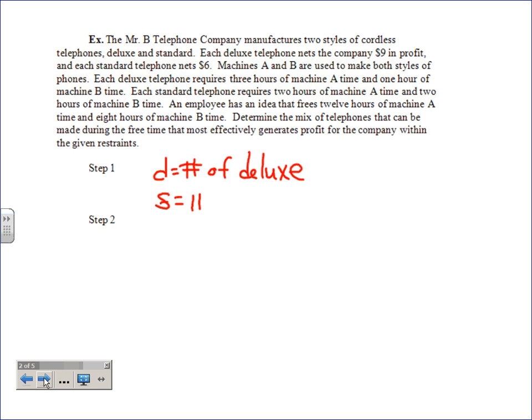And here we'll put number of standard. Now, how did I know that? Well, I knew that because I looked at the question. It says determine the mix of telephones that can be made during the free time to generate the most. So that's what they want to know.